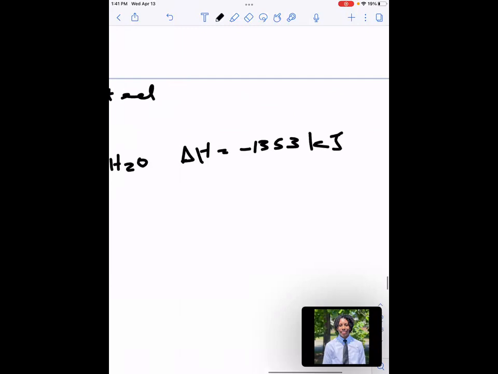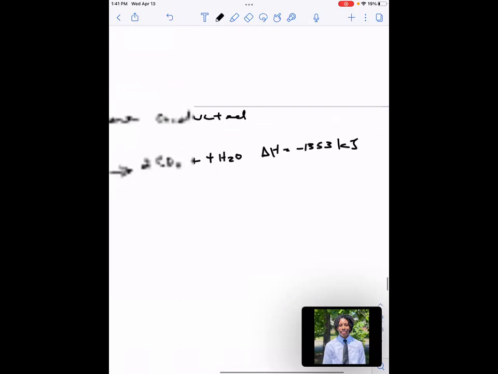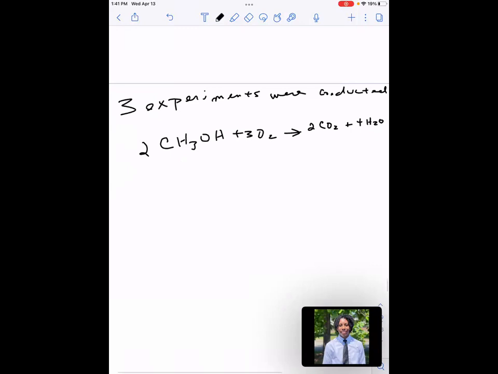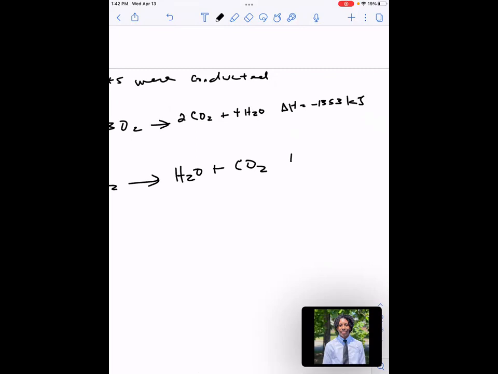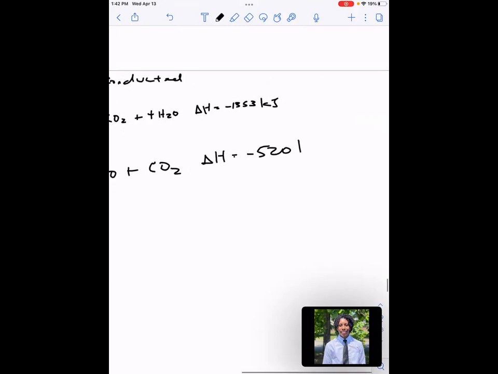All right. Then I did another reaction, and I took formaldehyde, H2CO plus O2, and I got water plus CO2. And the delta H for that reaction is negative 520. All right, and that's in kilojoules.